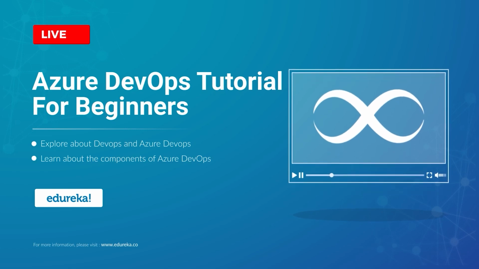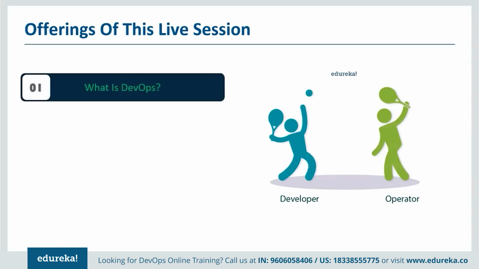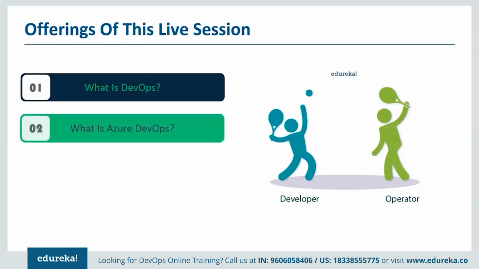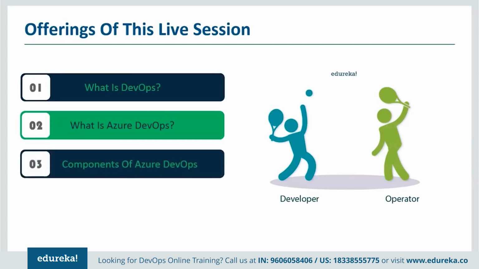There are a lot of things that we are going to discuss today. Let's see what we are going to cover. We're going to learn what is DevOps, touching upon some of the basic concepts of DevOps. Then we'll learn about what is Azure DevOps. Before that, we'll also learn about what is Azure. When we combine all these things together, we get Azure DevOps. And next, we'll learn about the different components of Azure DevOps.